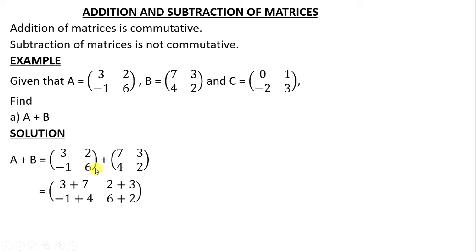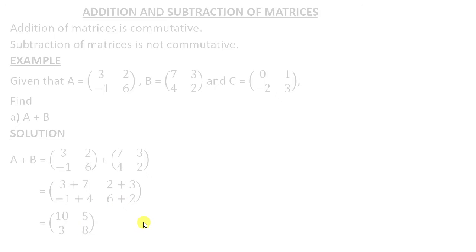So we are saying 3 plus 7, and then we have 2 plus 3. We have -1 plus 4 and 6 plus 2. Now, if you add 3 plus 7, you are going to get a 10. 2 plus 3 is giving us a 5. -1 plus 4 is giving us a +3. 6 plus 2 is giving us 8. We continue.